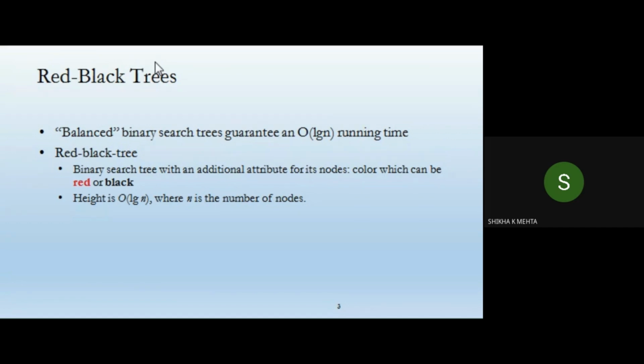So the red black tree is another type of data structure that is also used to balance the binary search trees. But along with the other information that we store in the nodes, the extra information that is stored in the nodes is the color, which can be red or black only. So there are two colors which can be used, that is either red or black. And the height is of the order of O(log n), where n is the number of nodes in the red black tree.